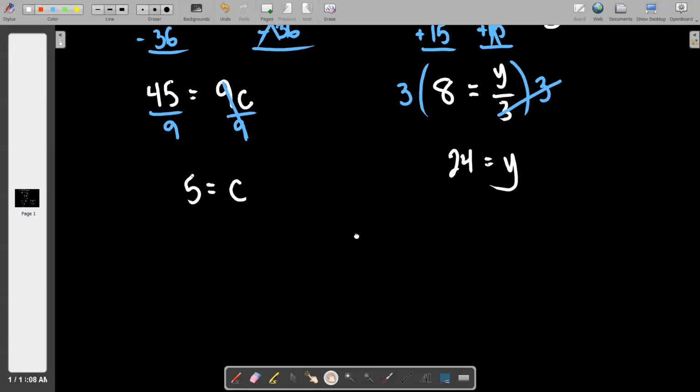This next one that I'm going to show you is, in my humble opinion, the one that gets people the most. It doesn't even look like a two-step equation, quite frankly, but it is.